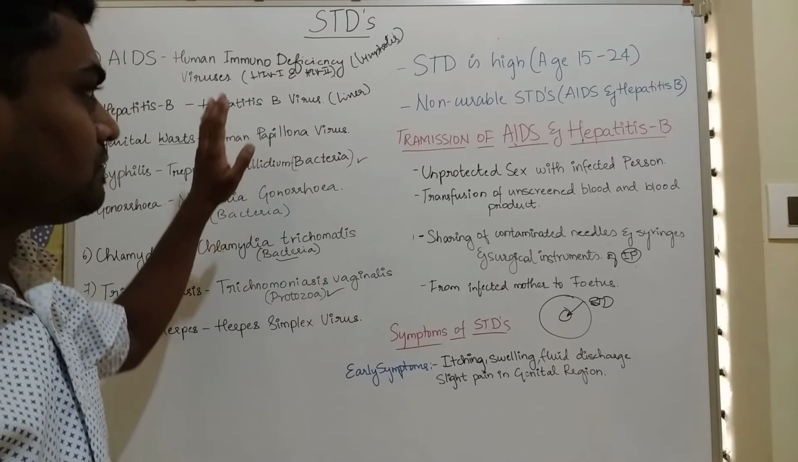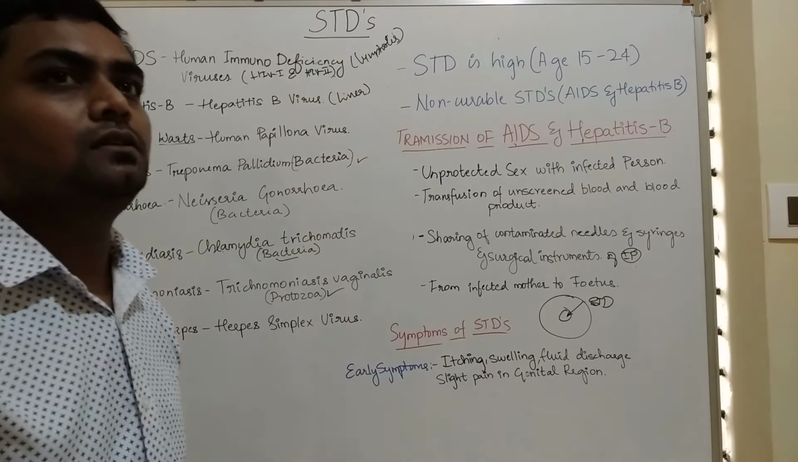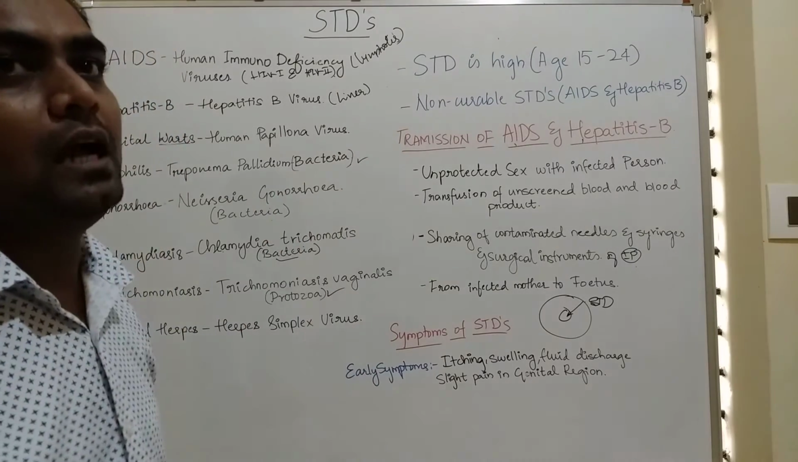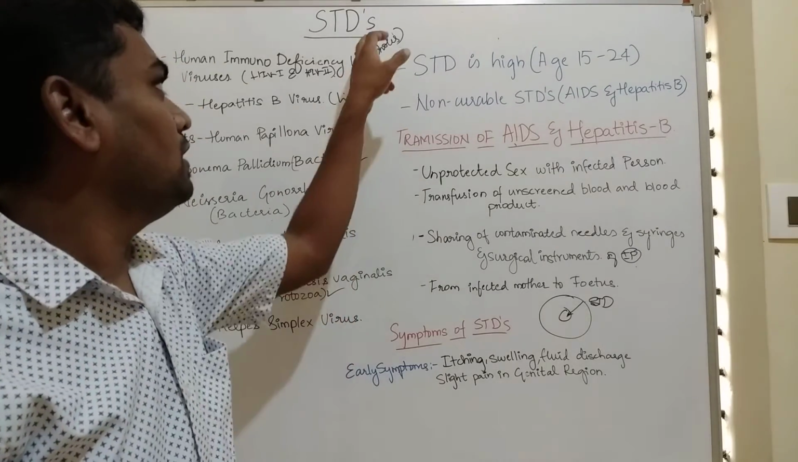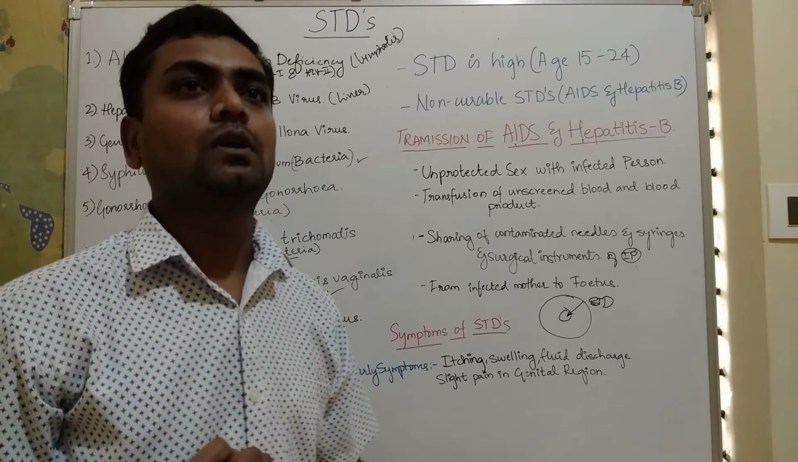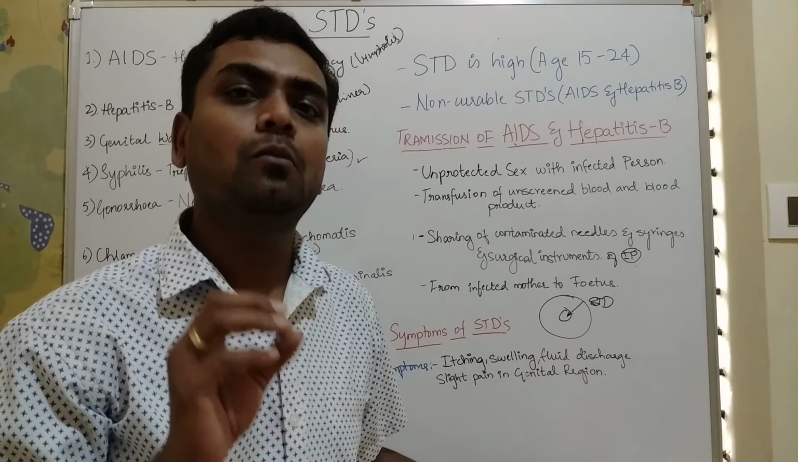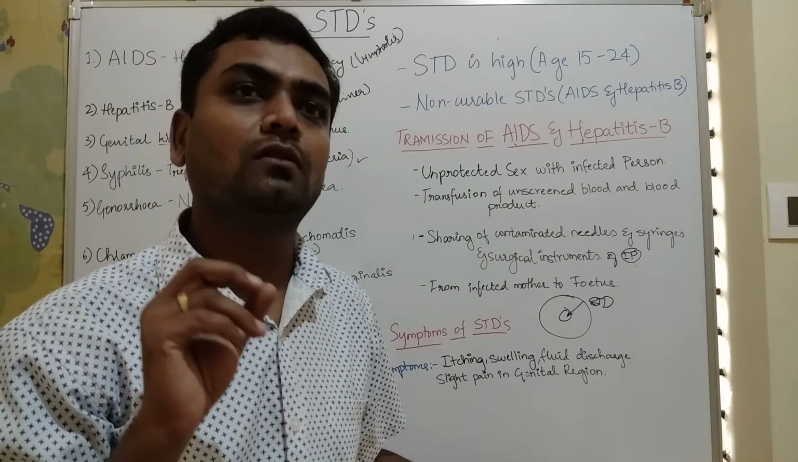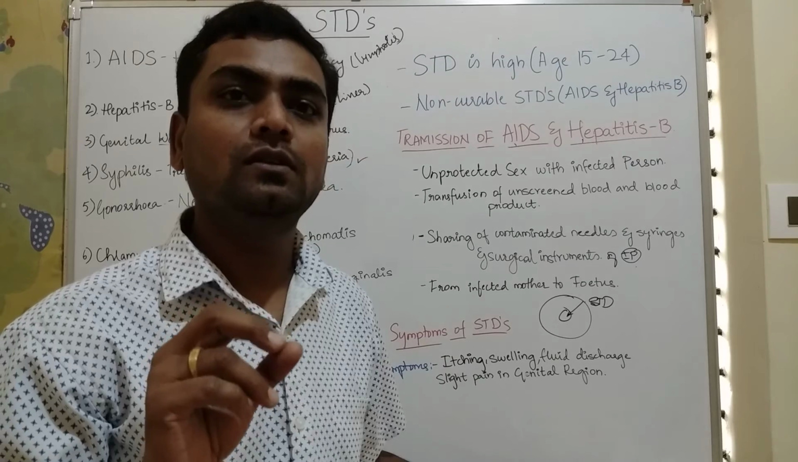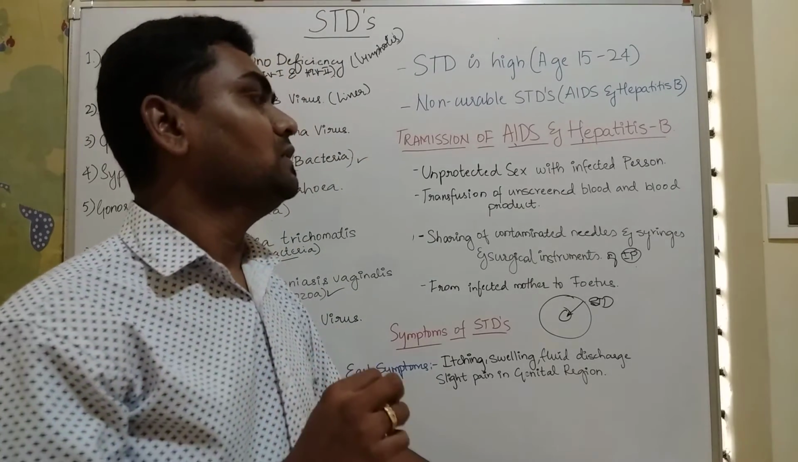Now we conclude: AIDS is mainly a result of unprotected sex, and STDs are also sexually transmitted diseases, mainly from unprotected sex. This is mainly because the site of origin is the penis and vagina. Okay, thank you.